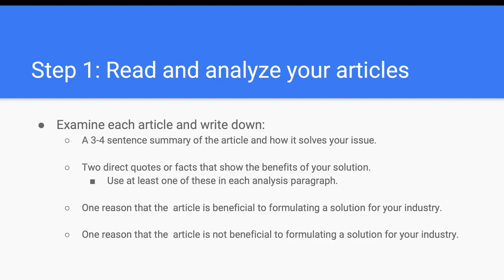So keep in mind, your audience is your industry. You want to find 2 facts, statistics, testimonials that help prove that this article is valuable for this study because it shows that it does solve the problem of climate change in your industry. Then you want to think of one reason that the article is beneficial to formulating a solution for your industry, and then do the opposite. Why is it not beneficial to helping you figure out a solution for your industry?